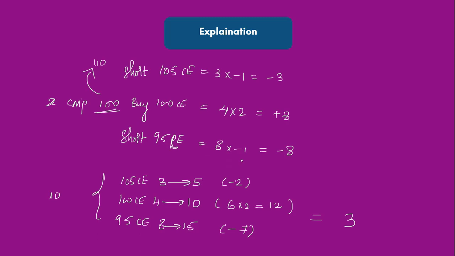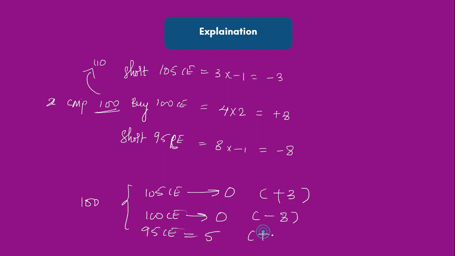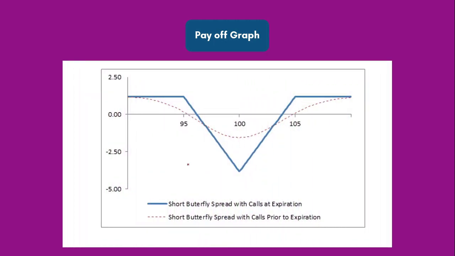And if the market completely stays flat to say 100 itself, then 105 call would become 0, giving you a profit of 3 rupees. 100 call would also become 0, giving you a loss of 8 rupees. 95 call would become 5, giving you a profit of 3 rupees. So you are losing 2 rupees. So this graph will be exactly opposite. If the market stays flat, you lose a small amount, but if the market goes up or down, you make a small profit. So the graph would look exactly opposite. So you can see if the market stays flat, you lose. If the market goes up or down, you make money.